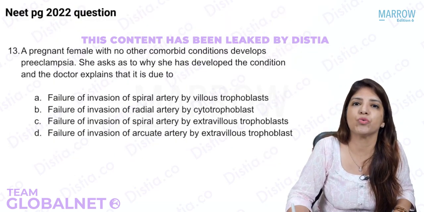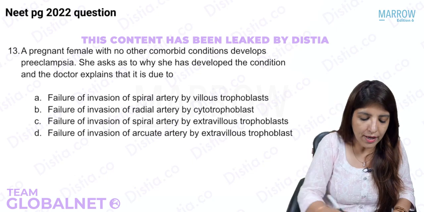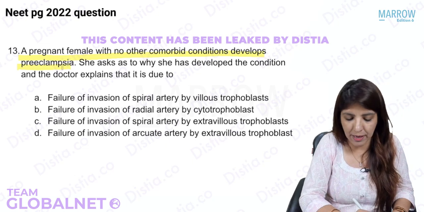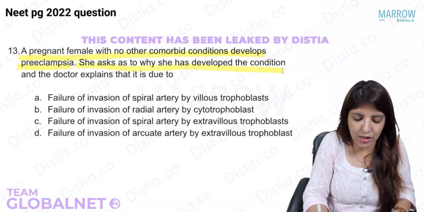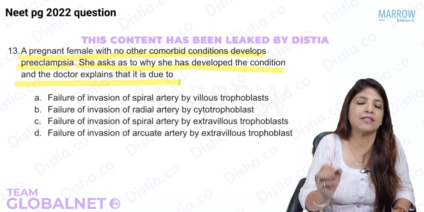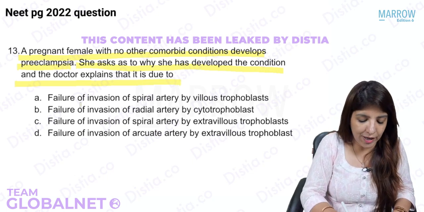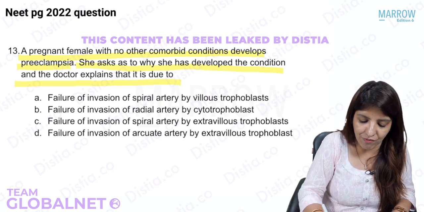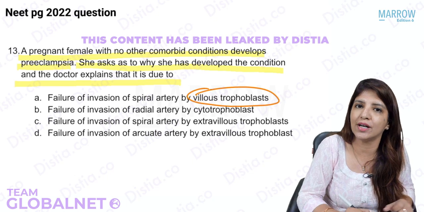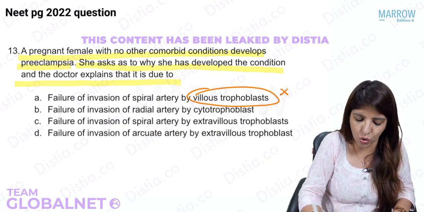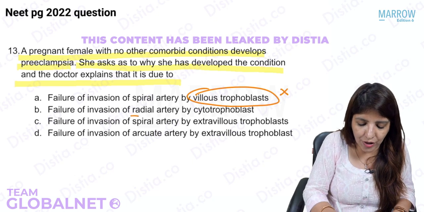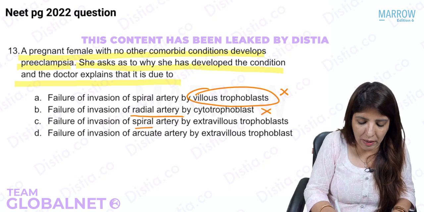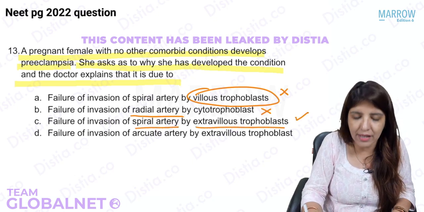Now look at the question which was asked in NEET PG 2022. A pregnant female with no other comorbid condition develops preeclampsia. She asks why she has developed the condition, and the doctor explains that it is due to: option A, failure of invasion of the spiral arteries by villous trophoblast. Is it the villous trophoblast which is going to invade the spiral arteries? No. Failure of invasion of radial artery by cytotrophoblast? No. Failure of invasion of spiral artery by extravillous trophoblast? Yes.